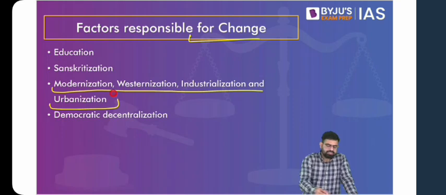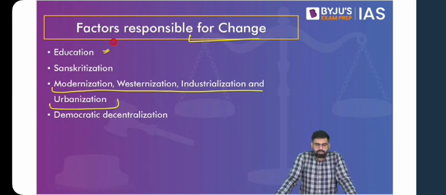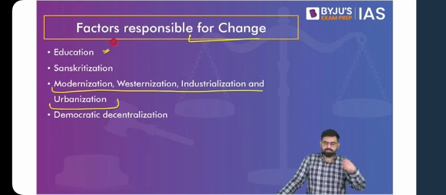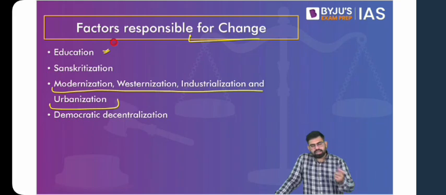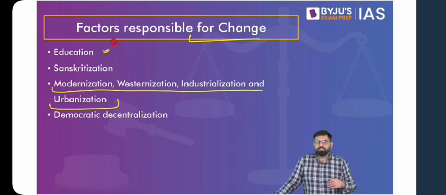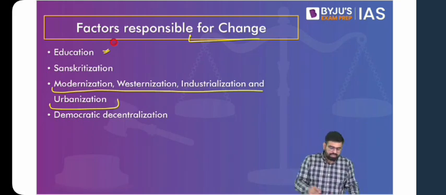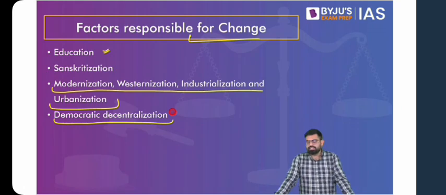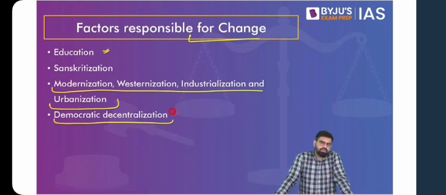The other idea is education, which again comes with modernization. With education, people become aware. People start questioning these disabilities and privileges related to caste. So education becomes another factor responsible for changing the caste system. Then, if we talk about democratic decentralization, this can be understood in the sense that while moving from the traditional system, we adopted democracy.